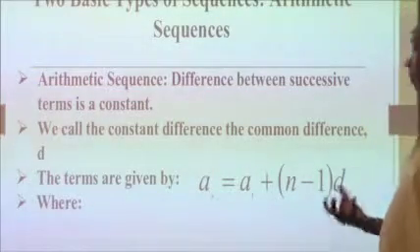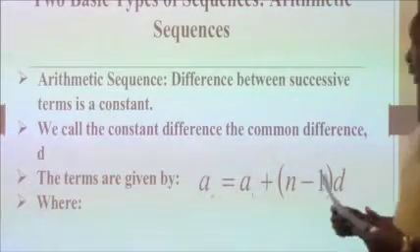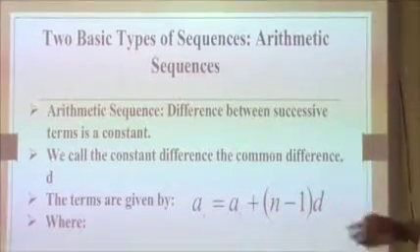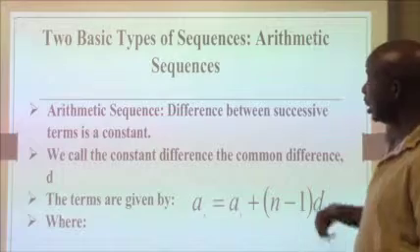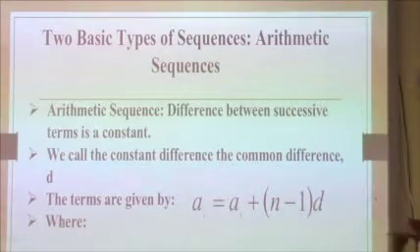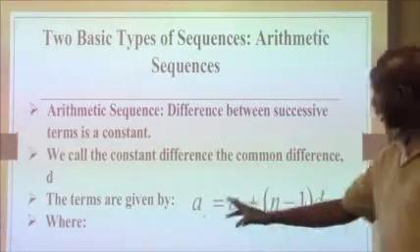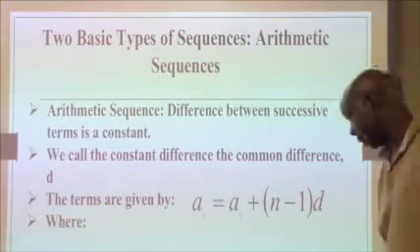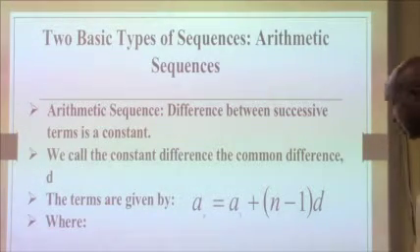One of them would be the arithmetic sequence, and in an arithmetic sequence, as you know already, there is what we call a constant difference, which we call the common difference. That is, when you subtract two successive terms, you always get the same value. And when you have an arithmetic sequence, the terms can be determined by using this formula. In this formula, n is the number of the term, the nth term, A1 is the first term, n is the number of the term we're going to find, and then d is the common difference.